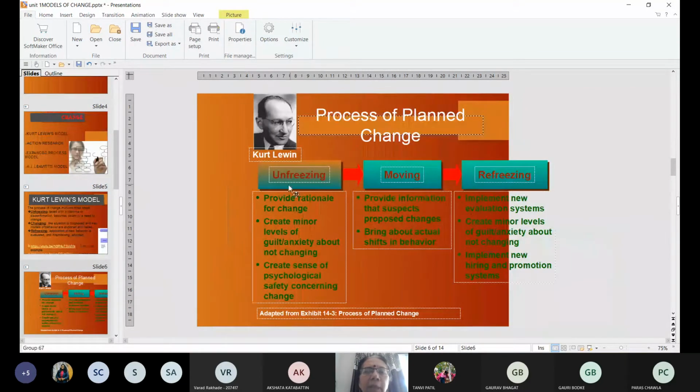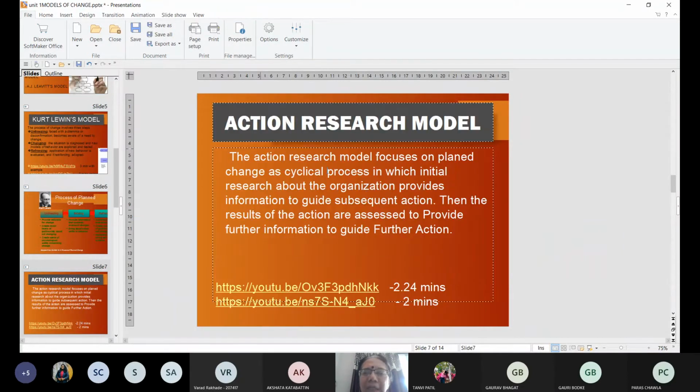This has been explained in a diagrammatic way here: unfreezing, moving or changing, and refreezing. And this is Kurt Lewin. Now let us see the second model. Second model is the action research model.